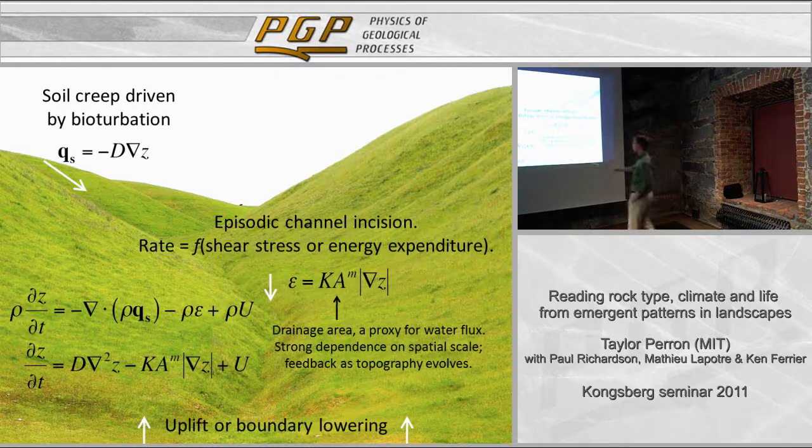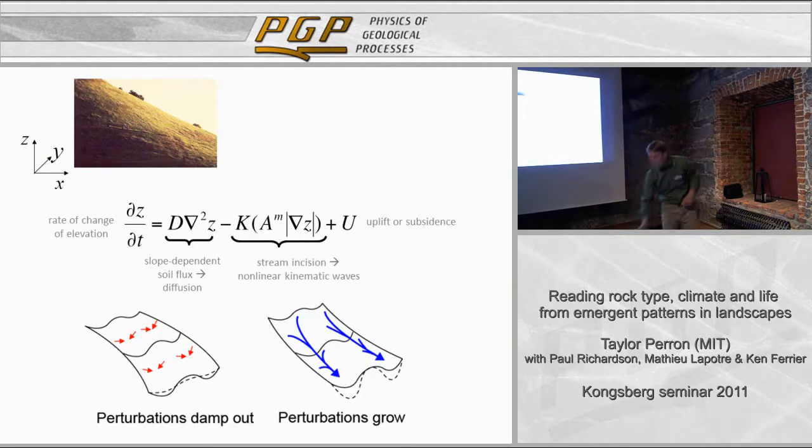And you put that together with a source term, which is either uplift of bedrock relative to some fixed datum, or equivalently, depending on your reference frame, lowering of a boundary, like a larger channel incising relative to the rest of the landscape. Put those three things together, and that gives you the rate of change of elevation with time at any given point in the landscape. All right, so that's generally what a simple landscape evolution model looks like. You have a term that dampens perturbations, a channel incision term that amplifies them and makes valleys grow, and then you have the source term that's creating topographic slopes.